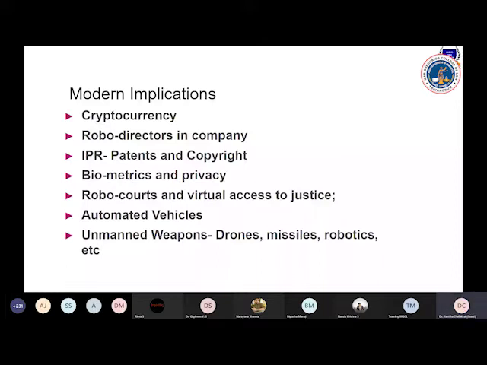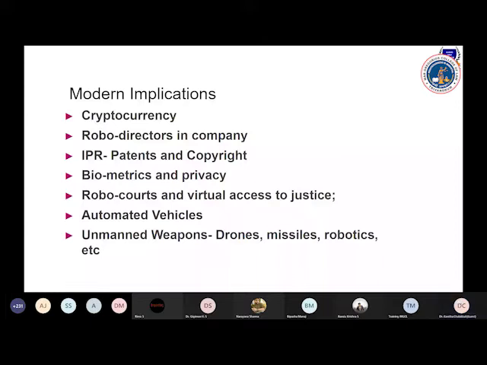Another modern implication, a manifestation in a positive way, is robo-courts and virtual access to justice. You might know that China has already started a virtual court. There is no human being present in that court. There is a virtual judge, and you are supposed to give your submissions, and this court is accessible through a social media platform called WeChat. WeChat is the Chinese version of WhatsApp. So through WeChat you can access this virtual court.